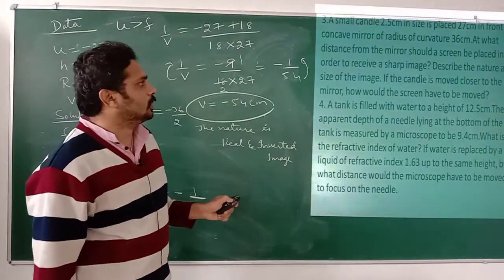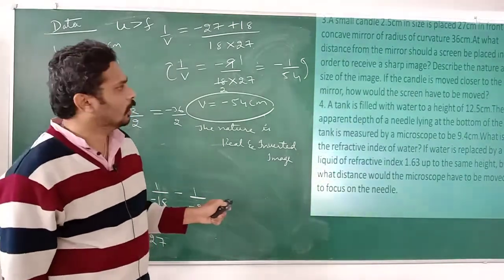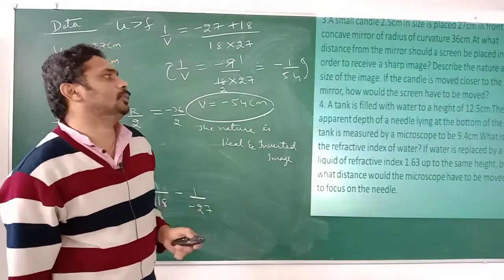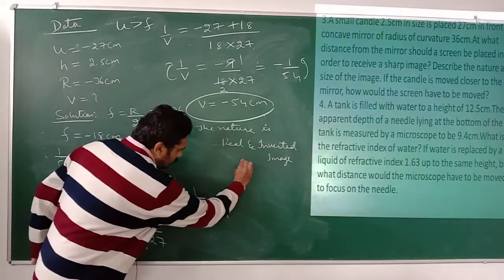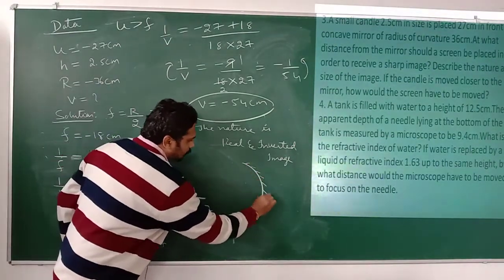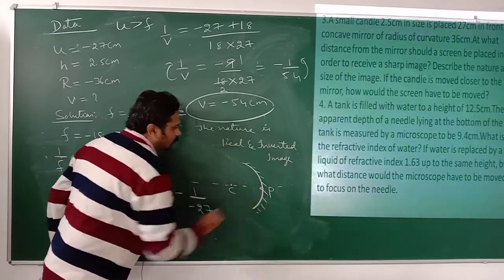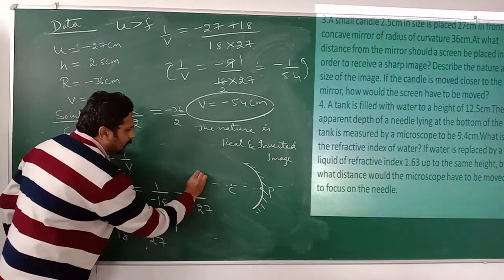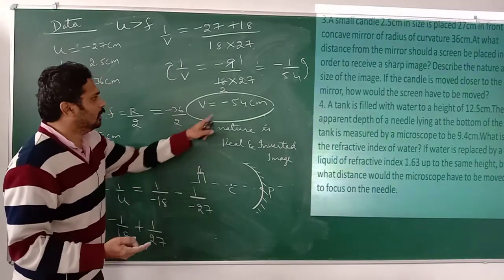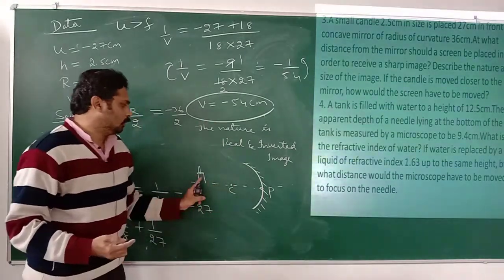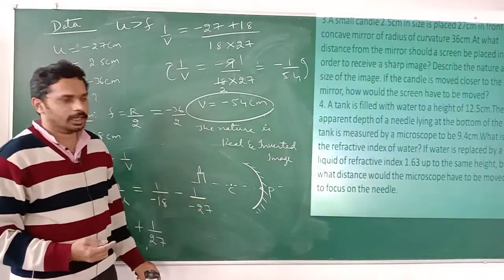Here the second sub question is, if the candle is moved closer to the mirror, how would the screen have to be moved? Dear students, this is very important. Now look here. This is the concave mirror. This is the pole. This is the center of curvature. This is the principal axis. You place the candle, the object. Now we got the image. The image is real and inverted, which means we get it in front of the mirror.